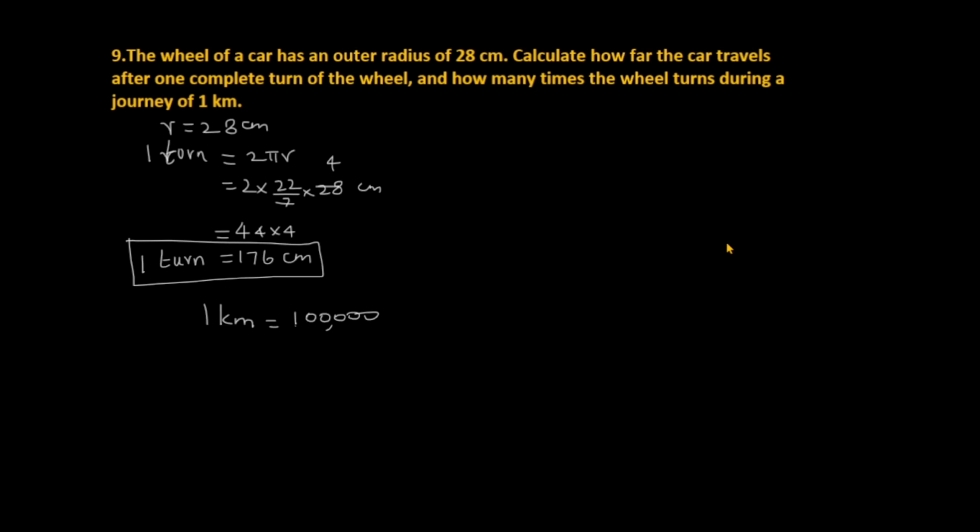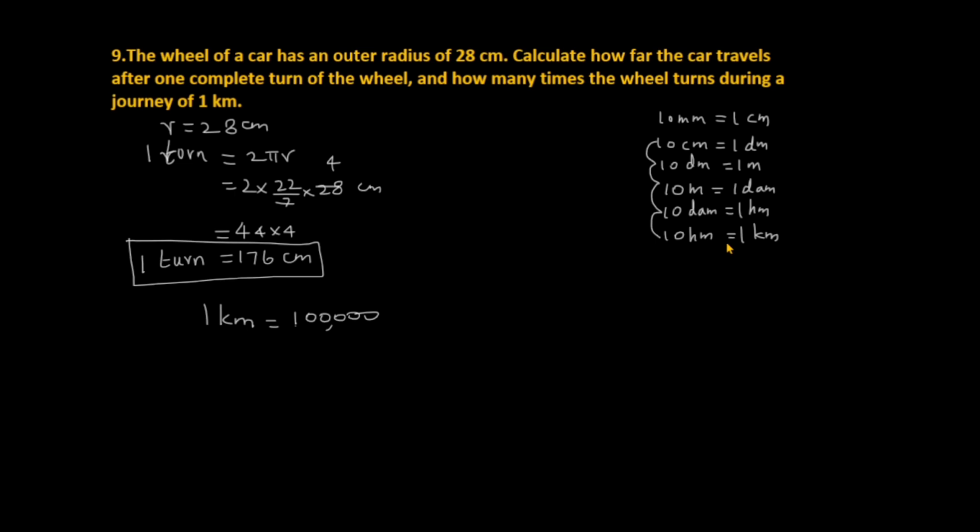Since we know the table, that is 10 millimeter is equal to 1 centimeter. 10 centimeter is equal to 1 decimeter. 10 decimeter is equal to 1 meter. 10 meter is equal to 1 decameter. 10 decameter is equal to 1 hectometer. 10 hectometer is equal to 1 kilometer. So 1 kilometer, 1, 2, 3, 4, 5 jumps. So 1 kilometer is equal to 1 lakh centimeters.